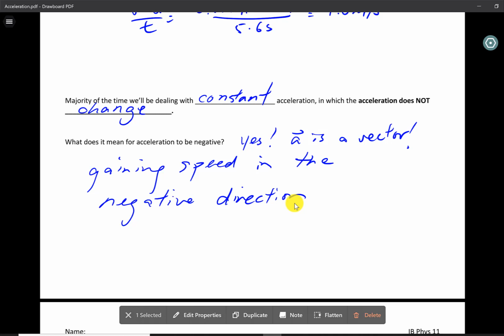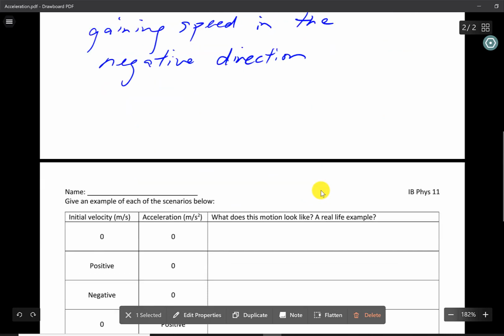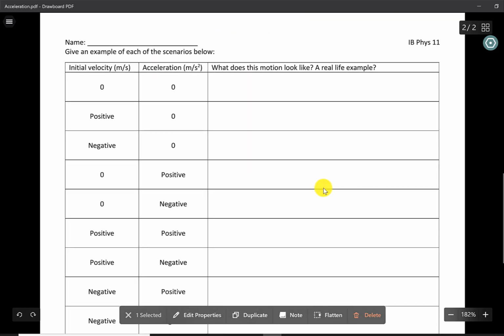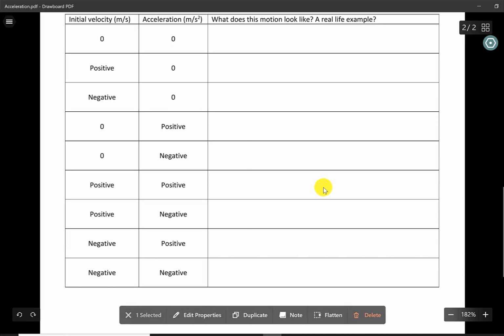So please tune in to part 2 of acceleration, in which we will look at all the different scenarios of when an object is speeding up or slowing down.